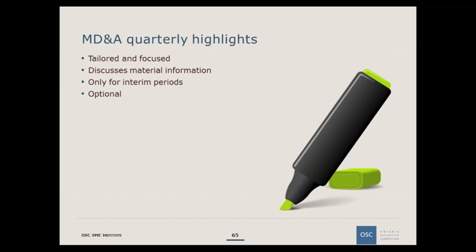Under the amendments, venture issuers have the option to fulfill the interim MD&A requirements by preparing and filing a streamlined disclosure document referred to as quarterly highlights. This would only apply in each of the first 3 quarters, so in your Q1, Q2, or Q3. It's important to note that this is an optional form. Venture issuers could alternatively choose to comply with the full interim MD&A requirement. The quarterly highlights is a short discussion of all material information about your company's operations, liquidity, and capital resources.